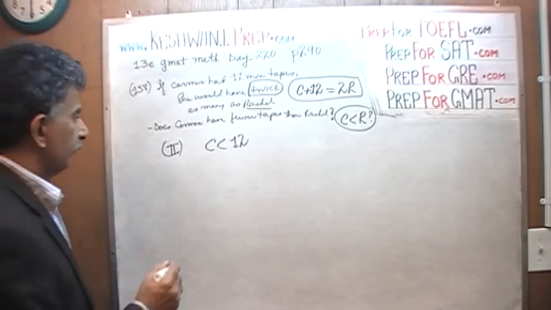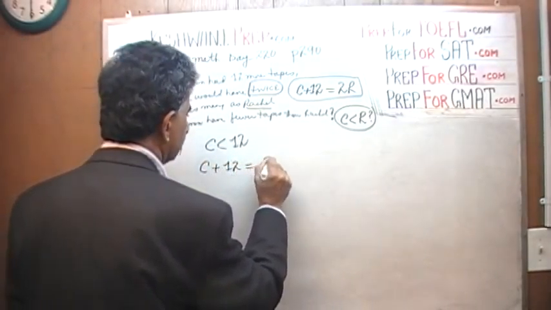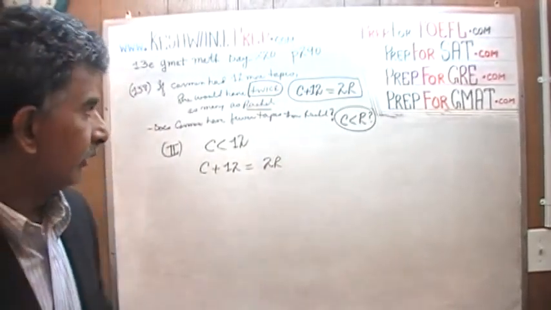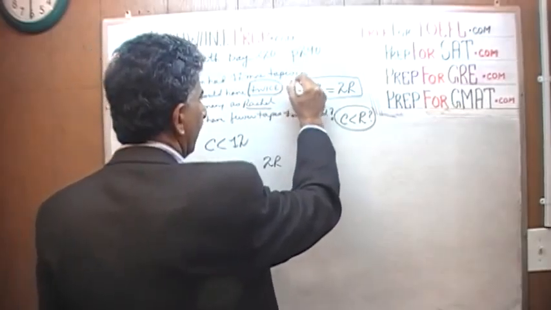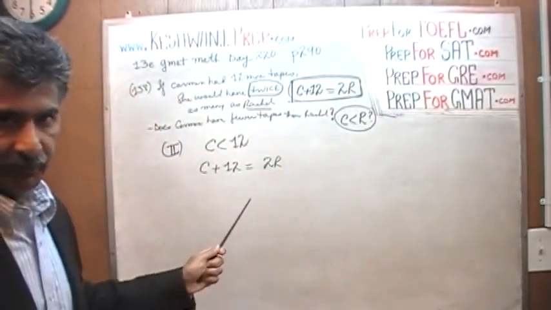So here's what's going on. If you look at this equation here, C plus 12 equals 2 times R. Okay, now listen carefully. This equation is given to us, which is why there's a box around it. The box signifies that it is given to us in the problem itself, not in this statement.